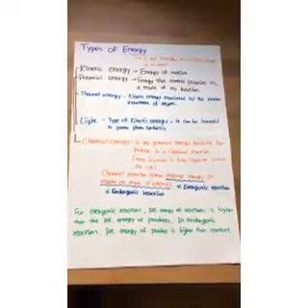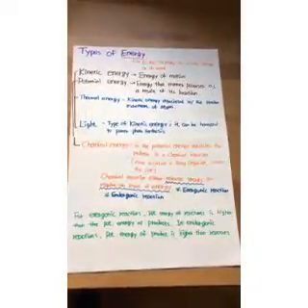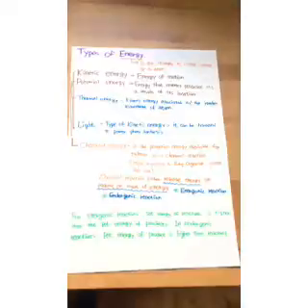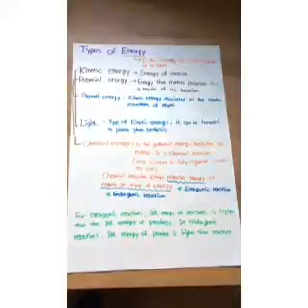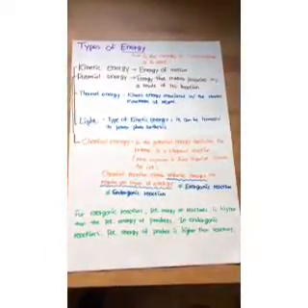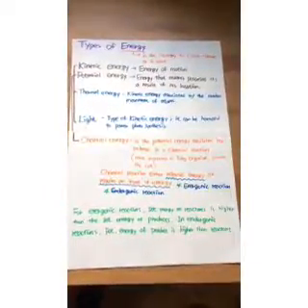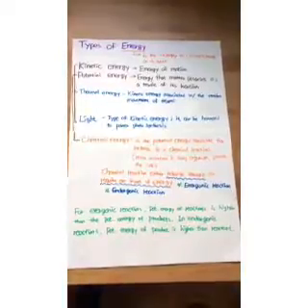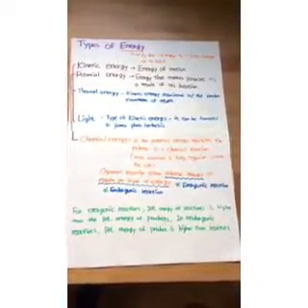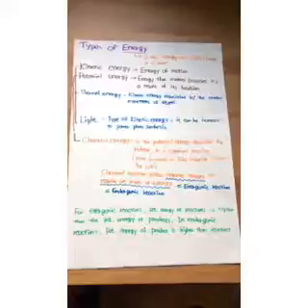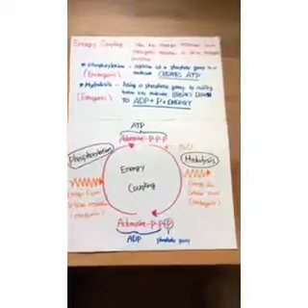Chemical reactions either release energy or require an input of energy, which is an exergonic reaction or an endergonic reaction. For exergonic reactions, potential energy of reactants is higher than the potential energy of its products. In endergonic reactions, potential energy of its products is higher than that of its reactants.